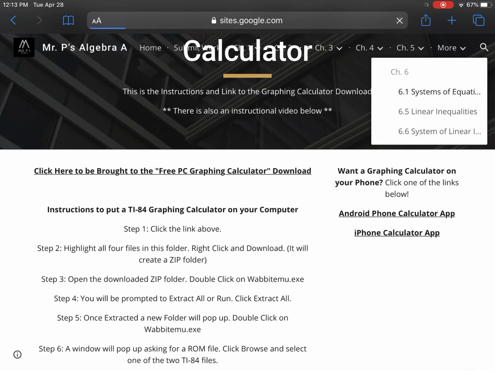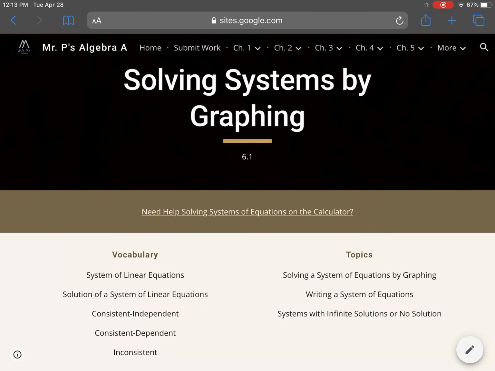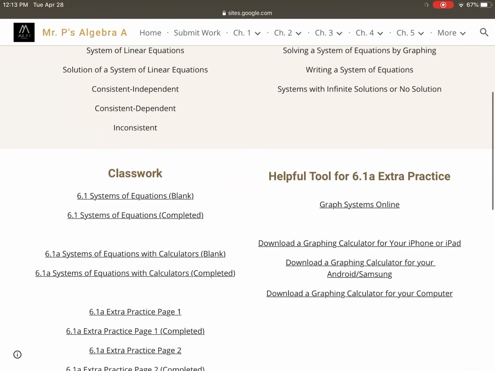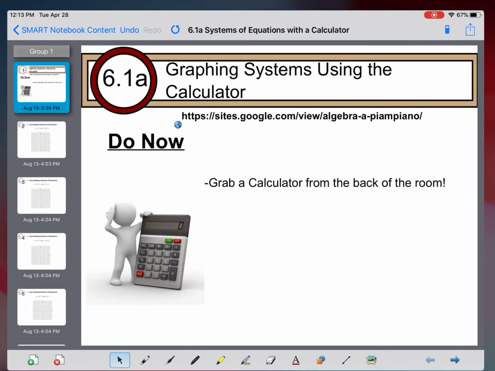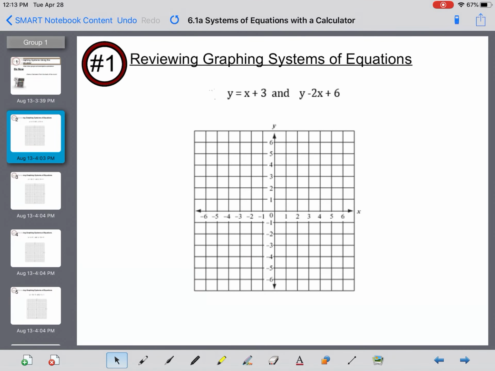So again, this is in section 6.1. And if you need links again under 6.1, here they are. This top one is iPhone and iPad, graphing calculator on your Android, here's on your computer, and you follow the steps. This top one, Graph Systems Online, is an easy alternative to graphing without having to download anything. So I'll show you how to use that one too.